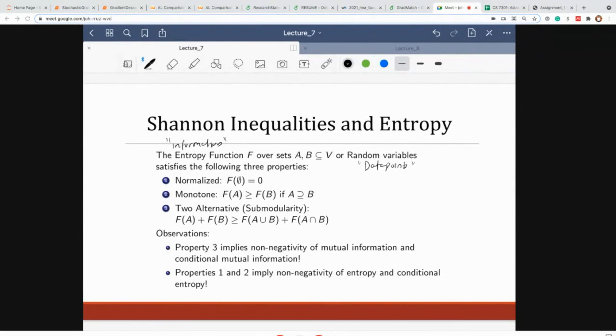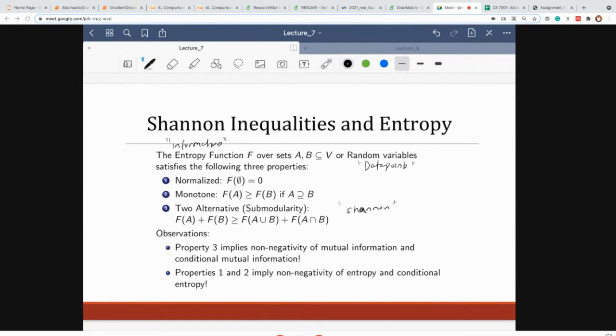And the third property is what he called the two alternatives, or submodularity. He basically said that this should satisfy f of A plus f of B greater than or equal to f of A union B plus f of A intersection B. Interestingly, Shannon, the father of information theory, was probably not aware of the term submodularity at that time. Submodularity was there in the math community as early as the 30s and 40s, but Shannon independently came up with this concept, what he called two alternatives.